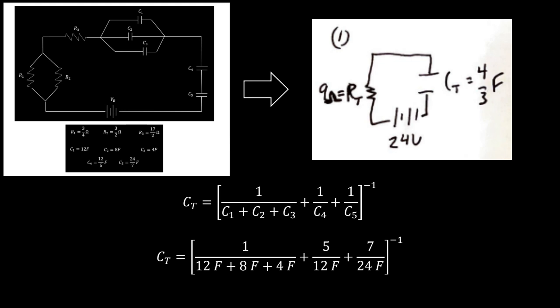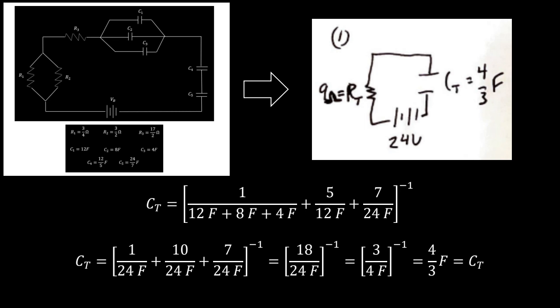Therefore, for the sum of C1, 2, and 3, whatever that adds up to, we'll take its reciprocal and add it to the reciprocal of C4 and the reciprocal of C5 and raise all that to the negative first power. This gives us 1 over 12 farads plus 8 farads plus 4 farads, plus 5/12 inverse farads, plus 7/24 inverse farads.